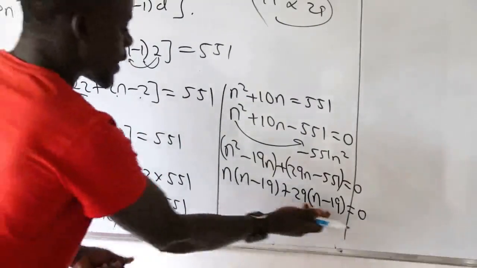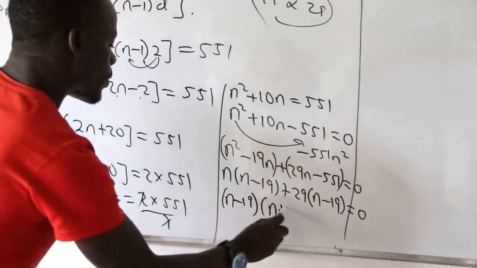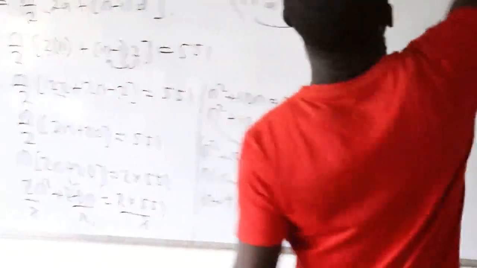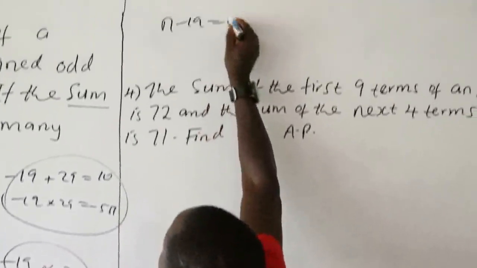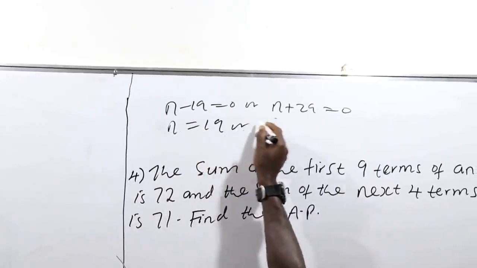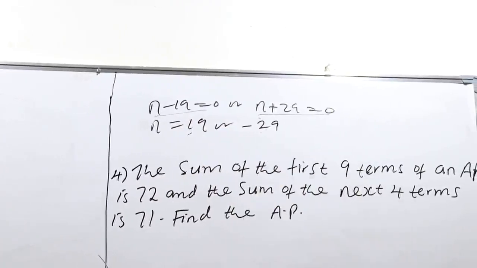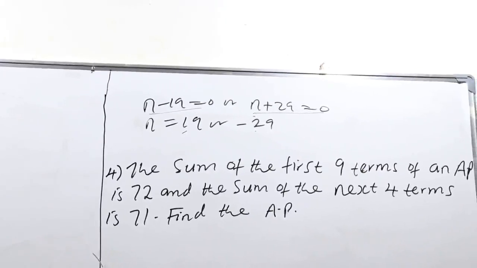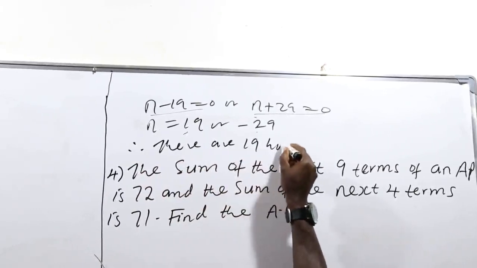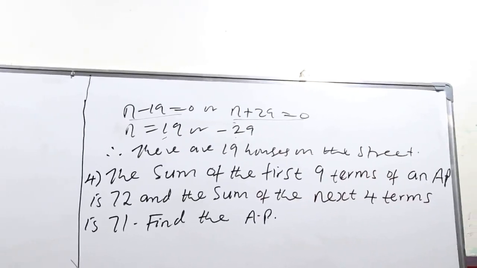Okay, so since these two brackets are the same, we pick one, so we have n minus 19 into n plus 29, that is the numbers outside, is equal to 0. So by implication, n minus 19 is equal to 0, or n plus 29 is equal to 0. And therefore, n is equal to 19 or minus 29. As we solve this, we get n to be 19. Solve this, we get n to be minus 29. But you know, the number of houses cannot be negative. So that's it. Therefore, there are 19 houses on the street. And that's all. So we keep the positive value.